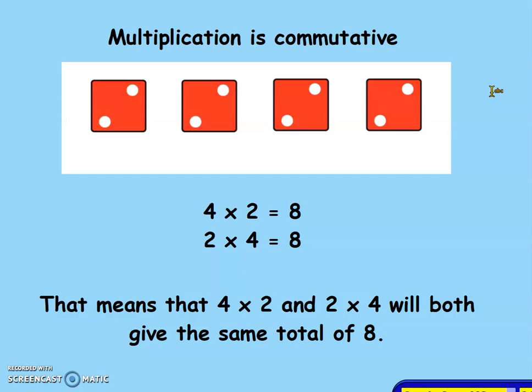Multiplication is commutative, so that means we could write it in any order. The calculation for this picture could be written as 4 times 2 equals 8, or 2 times 4 equals 8. Commutative just means that both the calculations will give the same total, no matter what order you write them in.